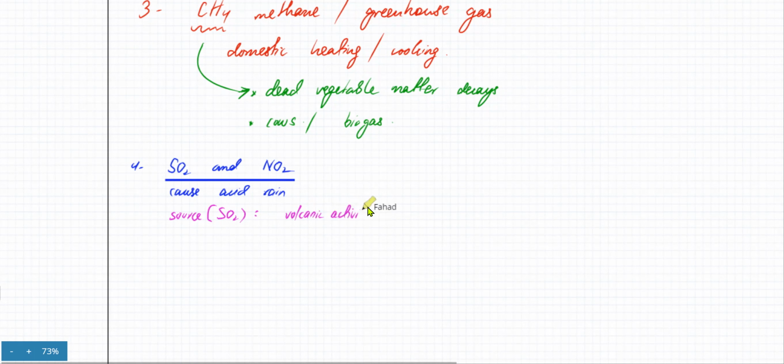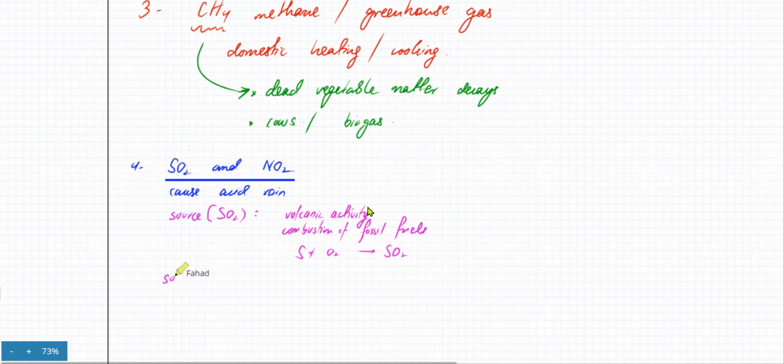That is the number one source. It produces, and also combustion of fossil fuels, especially unrefined fossil fuels like coal. Coal has a lot of sulfur in it, so the sulfur would burn and produce sulfur dioxide. Okay, volcanoes also have a lot of sulfur, so that's the source of SO2.